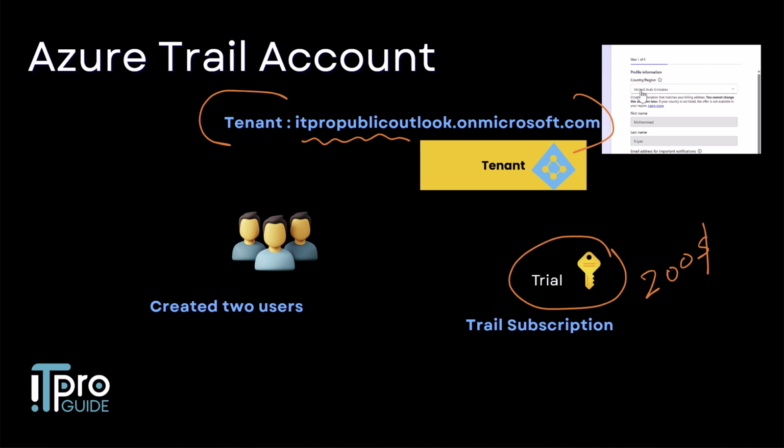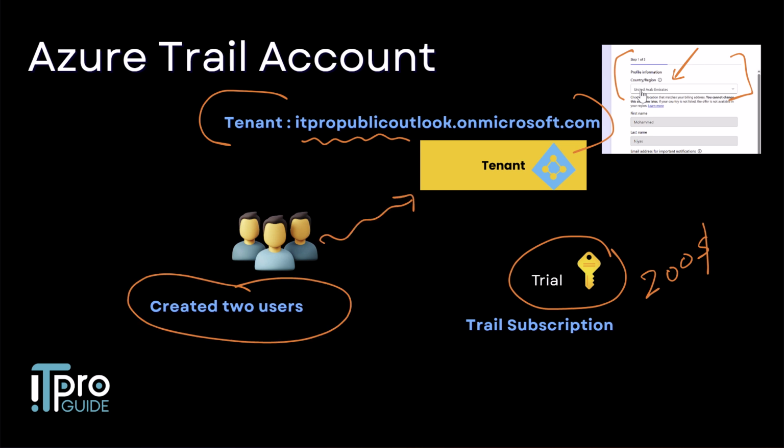When you're enrolling in the trial account, you might notice a country region option like I show in the screenshot here. There I chose United Arab Emirates. If you choose some other region, that is going to be your default region. In addition to creating the tenant, we also created an additional user and tried to log in to our Azure portal. We also analyzed our subscription: it is a trial subscription valued at $200.